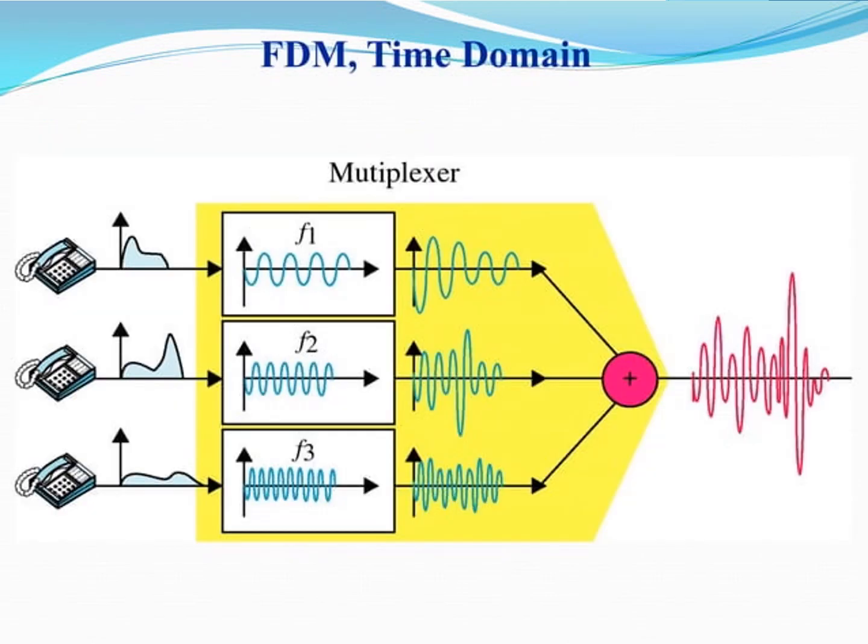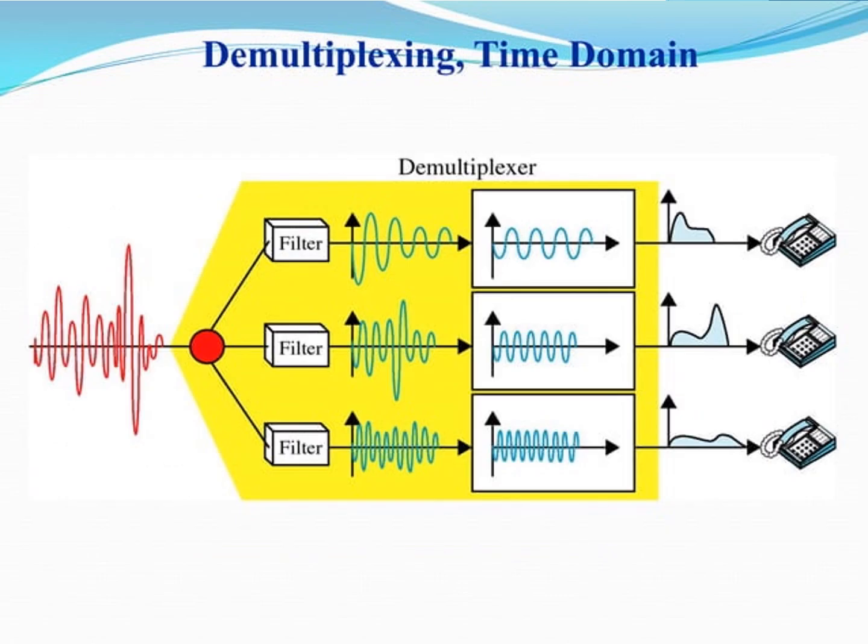So this is how FDM works. These are different frequencies. All those different frequencies are combined in a single link, and the output is this. In the demultiplexing case, the single signal is again divided into multiple frequencies, and then it reaches the destination.